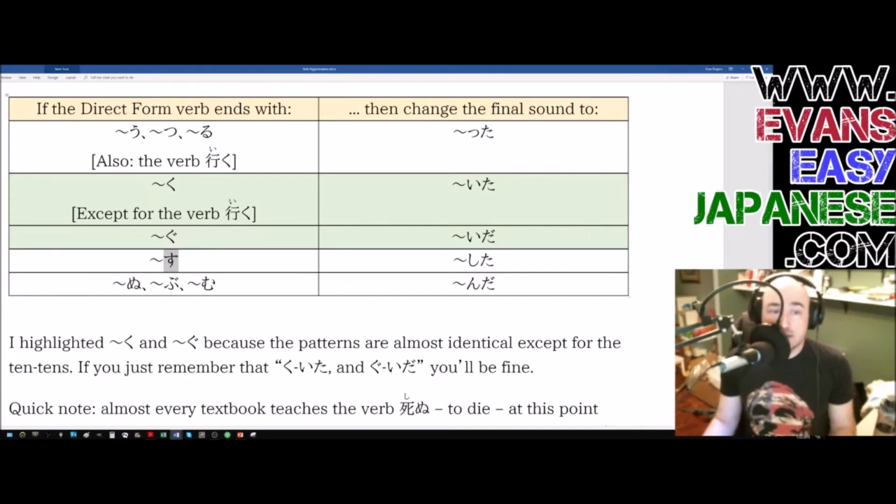If the verb ends in su, like hanasu, to speak, that su looks just like the past tense of suru, shita. So hanasu, hanashita. There's no connection, it's just a lucky break. And then there's just one more group of group ones, and it's the nu, bu, and mu.